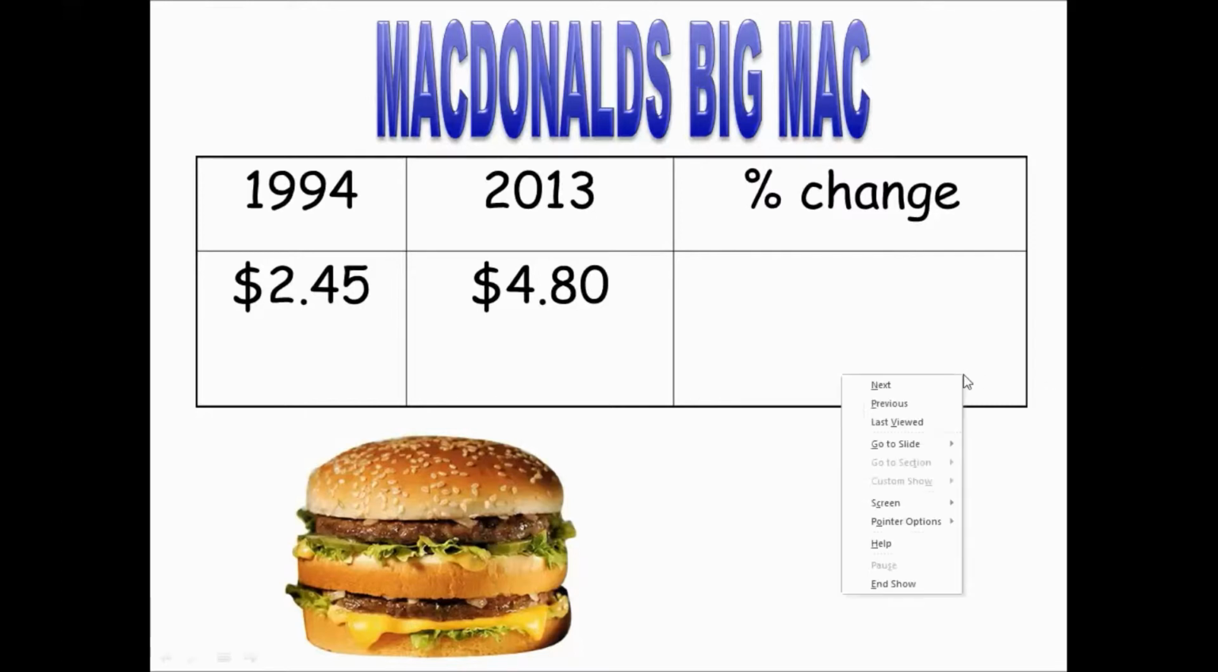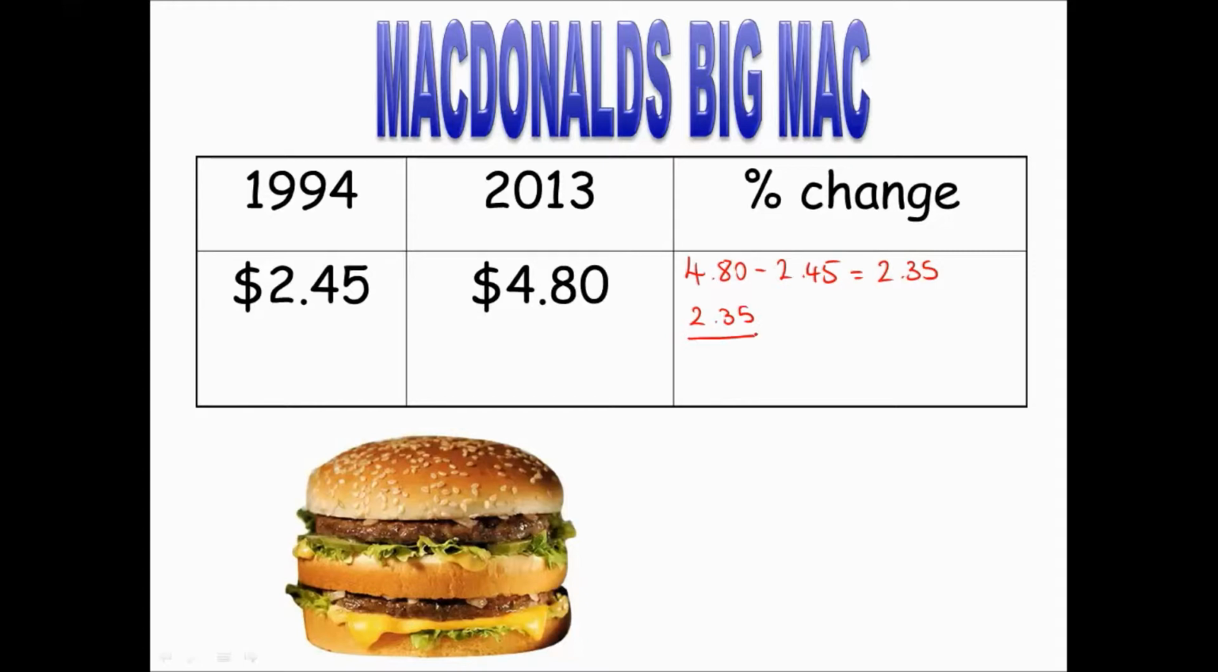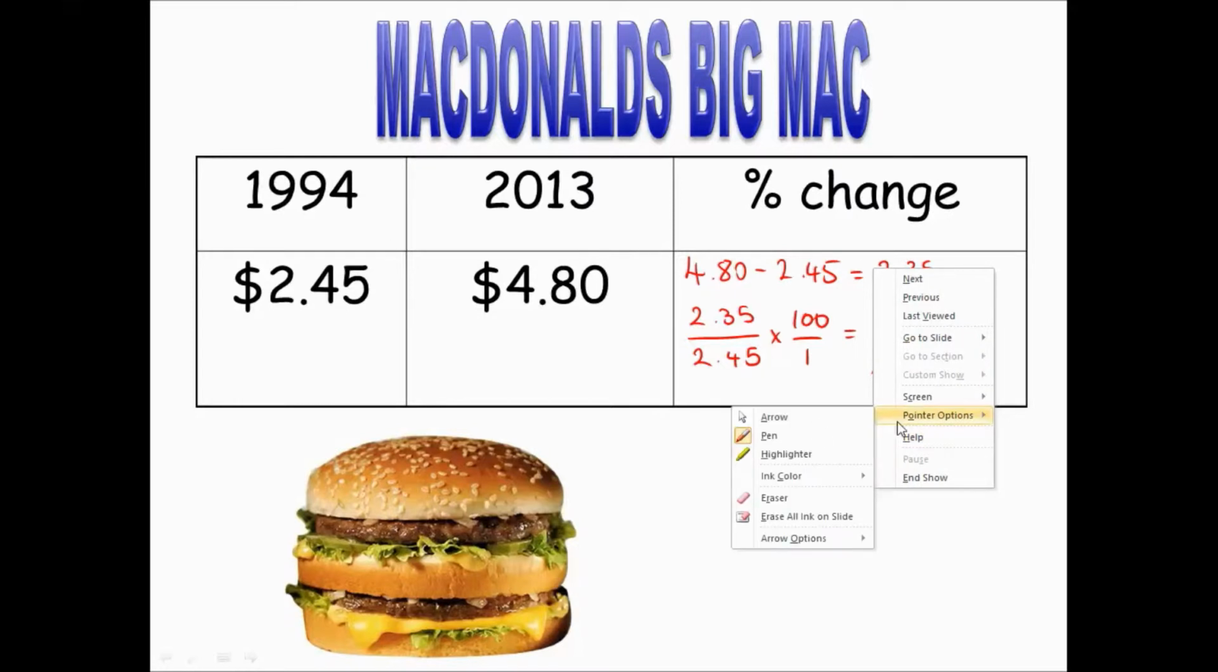So how'd you go here? The percentage change here, $4.80 minus $2.45 equals $2.35. $2.35 divided by the original price of $2.45 times by 100 over 1 gives a value of 95.918, or about 96%. Hopefully you got a similar answer to that.